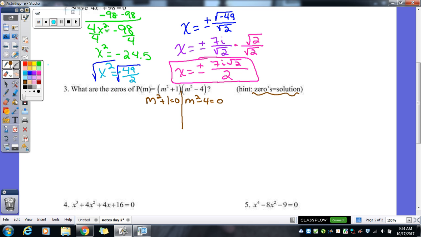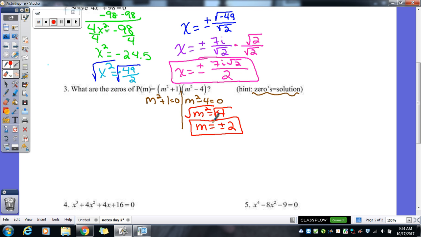I'm going to take care of the m squared minus 4 first because I think that one's going to be the easiest. So we add our 4 over. So I get m squared equals 4. And then we take the square root of both sides. So m equals plus or minus 2. So we got two answers there. We got positive 2 and we got negative 2.